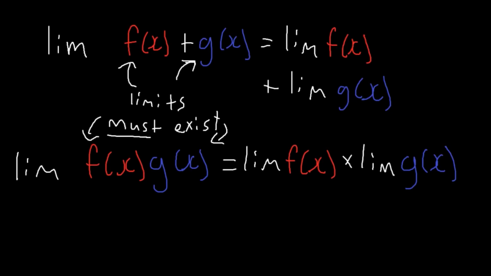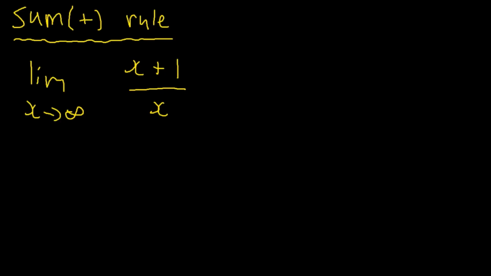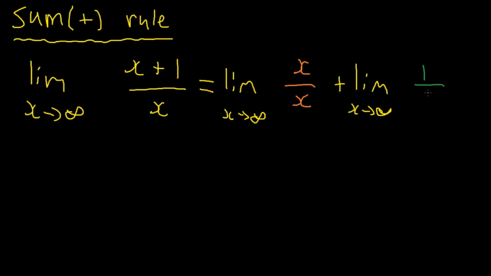For example, for the sum rule of limits, let's take (x plus 1) divided by x as x approaches infinity. We could break this up into x over x plus 1 over x, and then simplify into 1 plus 1 over x. When we take the limit of 1 as x approaches infinity, it stays as 1. And when we take the limit of 1 over x as x approaches infinity, we get 0.